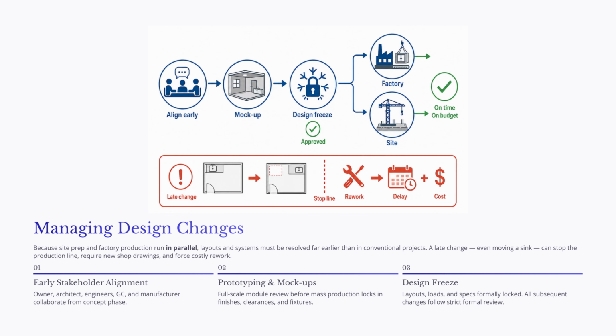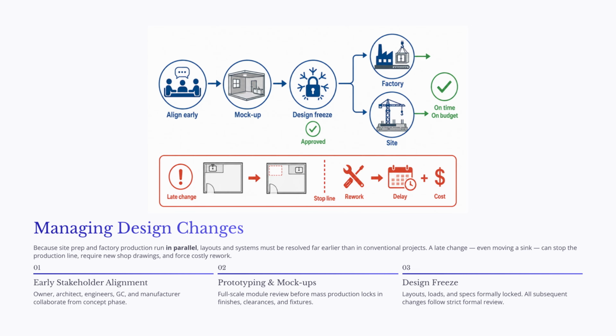First, the team needs early stakeholder alignment. The owner, architect, engineers, general contractor, and modular manufacturer should collaborate during the concept phase, not after the design is already complete. Second, the team should use prototypes and mock-ups.